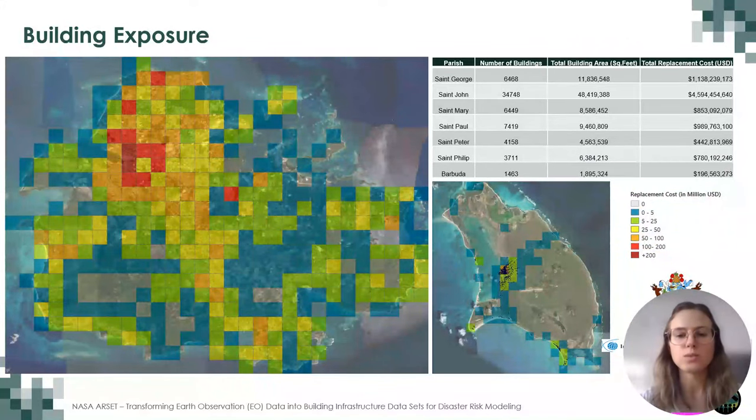So this is what the final product looked like on building exposure. We got this grid where we have replacement cost in $1 million. And also we can have different values, number of buildings, the total area of those buildings, and the total replacement value by administrative unit.